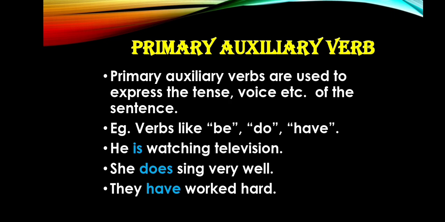And the examples, he is watching television. She does sing very well. They have worked hard. Now see, he is watching television. This primary auxiliary verb decides tense of the verb. Is shows that it is in present tense. Again, it decides the voice of the sentence, that he is watching television is the sentence in active voice. So, primary auxiliary verbs are used to express tense and voice of the sentence.